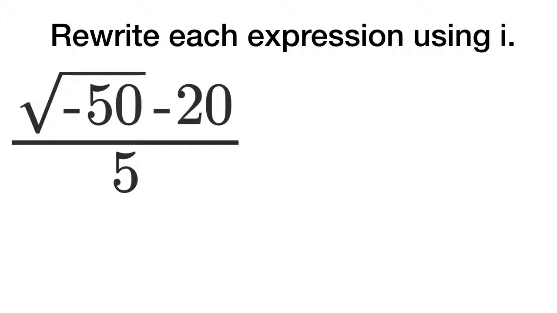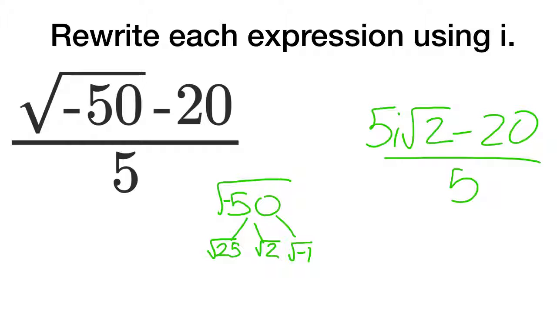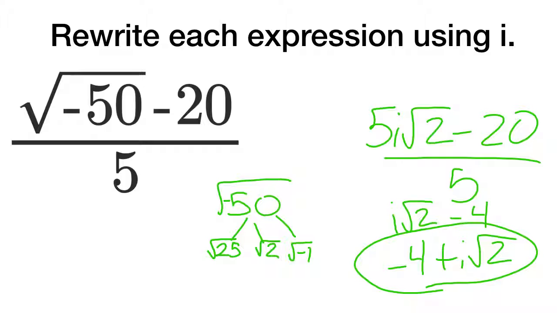Okay, let's try this one. Ooh, this one looks annoying. Let's try it though. So the square root of negative 50, let's see, 50 is the square root of 25 times the square root of 2 times the square root of negative 1, which means 5i square root of 2 minus 20 over 5. So if I divide those by 5, that becomes i square root of 2 minus 4, whereas I'm going to write it negative 4 plus i square root of 2. And that's our final answer.